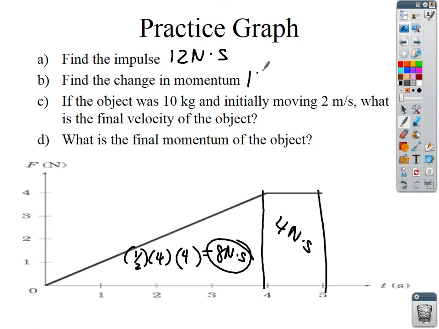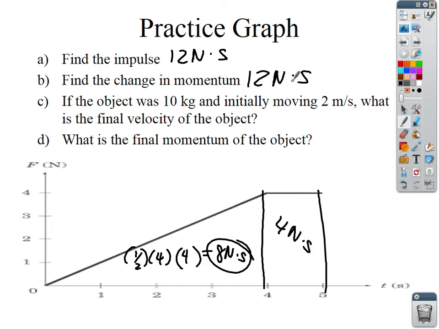What's the change in momentum? 12 Newton seconds. They are equal to each other. That is the most common connection in a multiple choice problem. They'll give you this graph, but then we're going to be more interested in the change in momentum, not the impulse. So here we go. Here's a good example. If the object was 10 kilograms and initially moving 2 meters per second, what is the final velocity of the object?